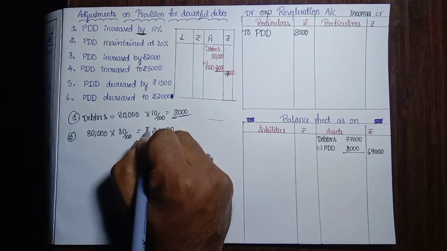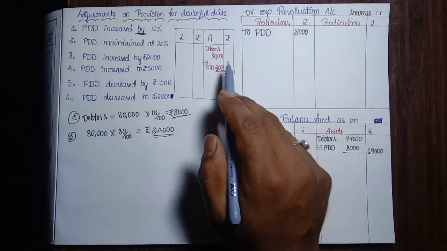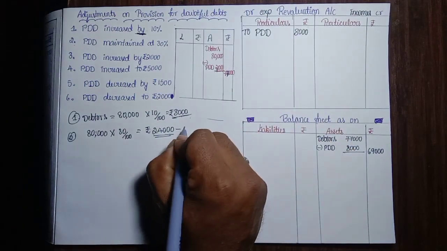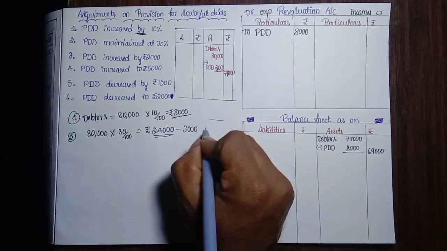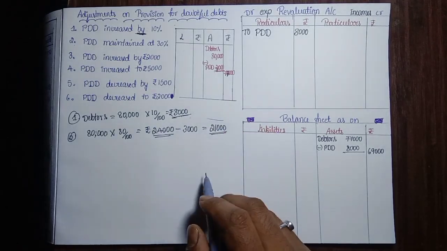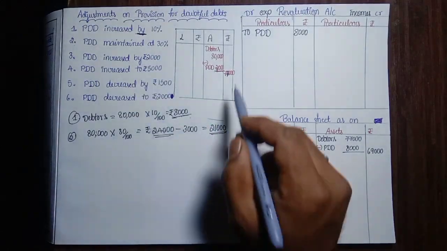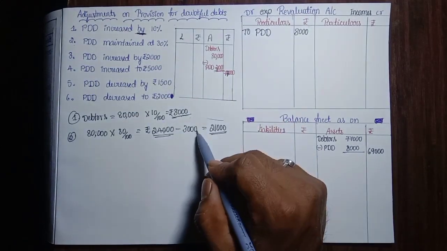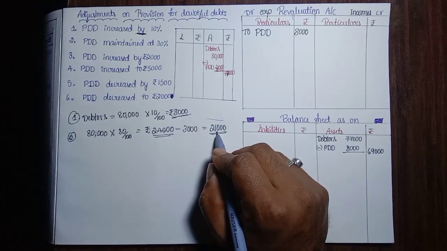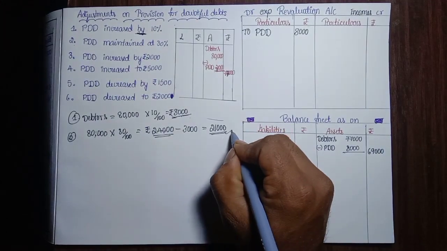Provision for doubtful debts should be 24,000, but already we are having 3,000 here, which means we need to newly create 21,000 rupees of provision for doubtful debts. Out of 24,000, that is 30%, we already have 3,000 of provision for doubtful debts. Now we need to create only 21,000 rupees of new provision for doubtful debts, and this amount we need to take.